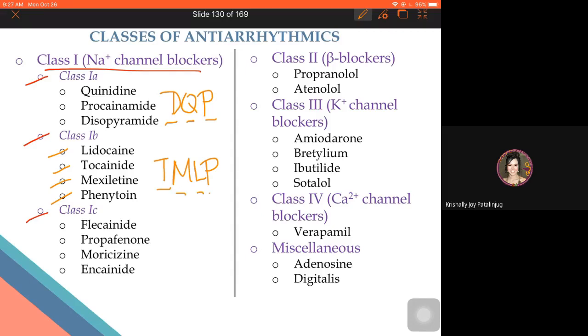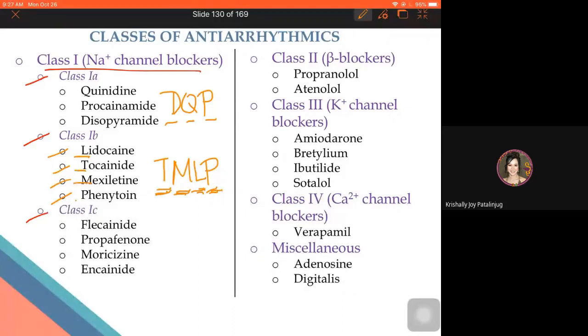TMLP: too much love is painful, or too much love can be so painful. I don't know if these mnemonics are effective for you, so it depends on you. Or you can use what they put in the burger earlier: L for lettuce, T for tomatoes, M for mayonnaise, P for patties or pepper.